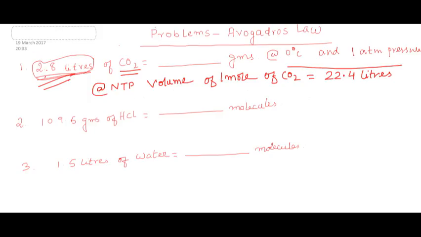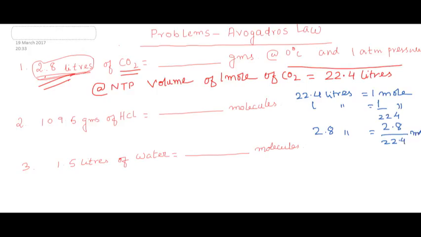So what we do over here is we can write 22.4 liters is equal to 1 mole. So 1 liter is equal to 1 by 22.4 moles. So 2.8 liters is equal to 2.8 divided by 22.4 moles. So now I have converted it into moles. So half the job is done.